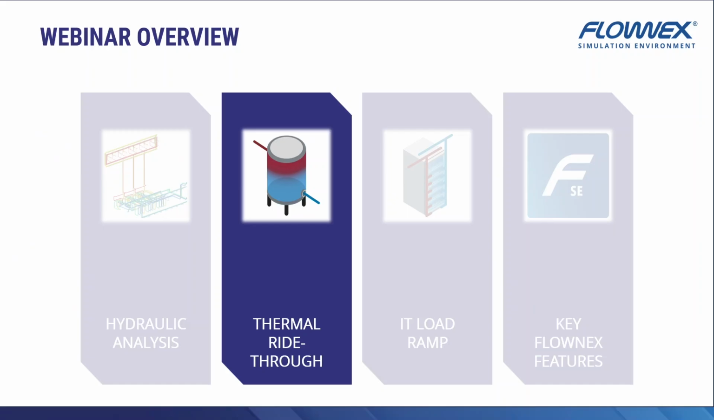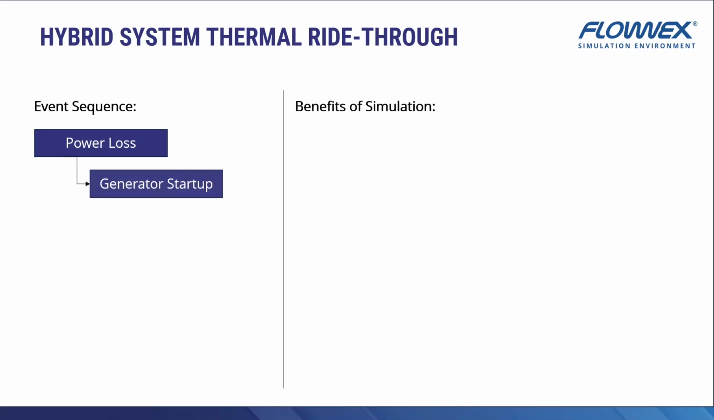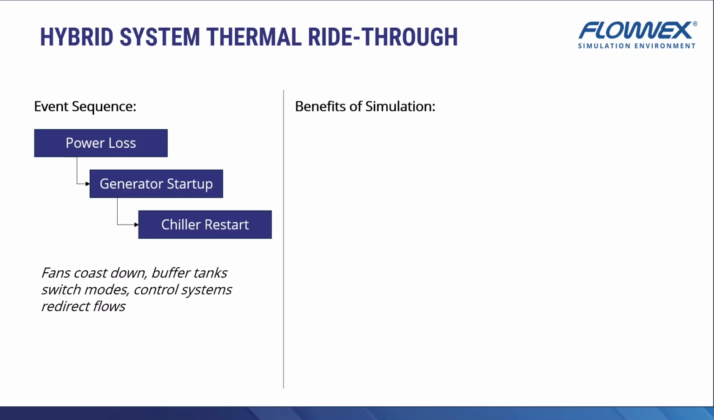Once the pumps are correctly sized, attention shifts to more dynamic challenges, such as maintaining safe conditions during power interruptions and rapid recovery events. These events, commonly referred to as thermal ride-through events, occur when main power is lost, followed by generator startup and a fast chiller restart. During this time, fans close down, buffer tanks switch modes, and control systems redirect flows, all of which must be captured accurately in the simulation model to predict the cooling system performance.